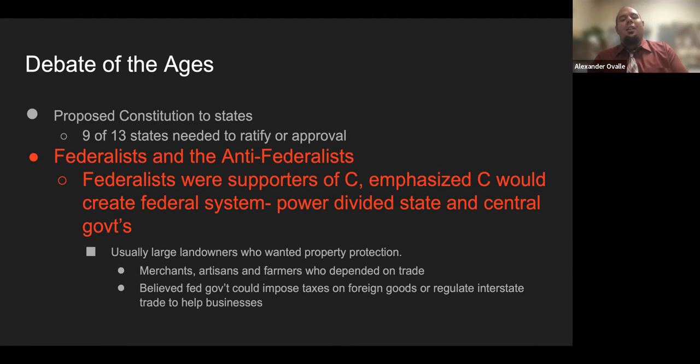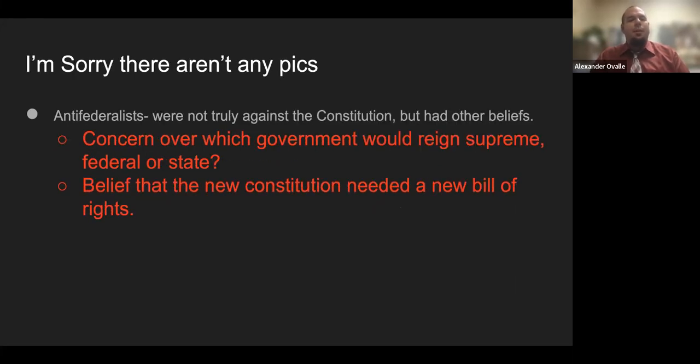Usually, large landowners wanted property protection, merchants, artisans, farmers who depended on trade. They also believed the federal government could impose taxes on foreign goods or regulate interstate trade to help businesses. I'm sorry, there aren't any pictures.